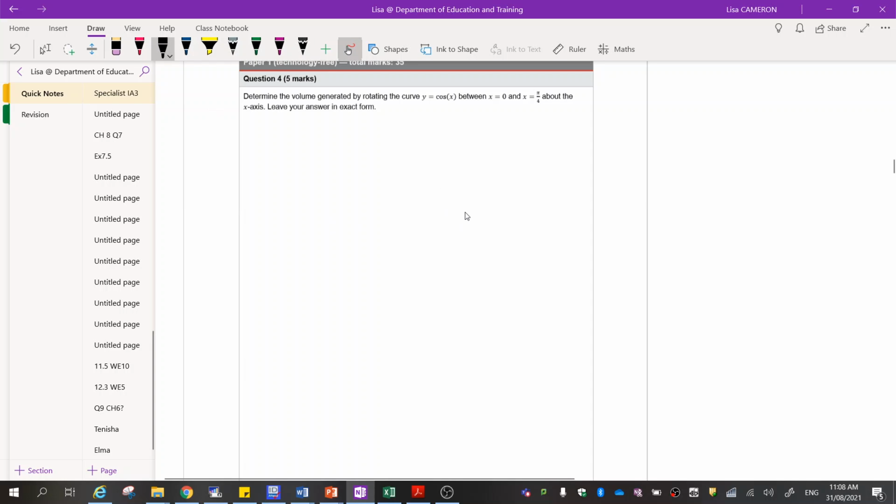So first thing I'm going to do is state the rule so that I can see what I need. Now, it's about the x-axis, meaning that the volume is going to be given to us by doing pi times the integral between your lower and upper bound of your function f(x) squared. Okay, so volume is going to be equal to pi integrate between 0 and pi on 4 of cos squared x dx.